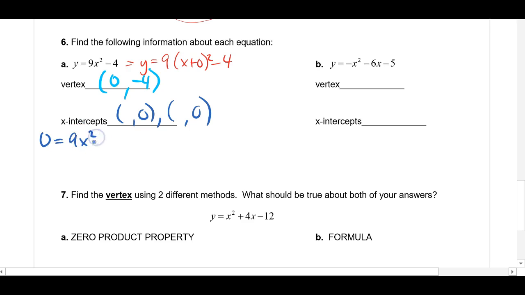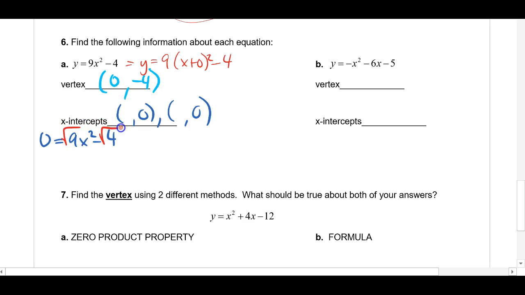So now I have 9x squared minus 4. And now there's a few different ways you can solve this. You can use square roots. You can do the x box. Or if you recognize that this has two numbers with a minus in the middle, I can take the square root of both numbers.